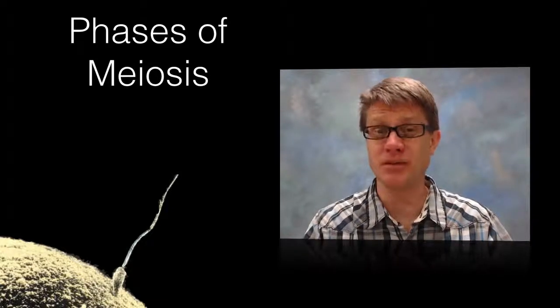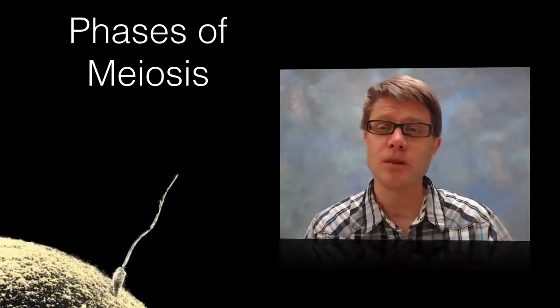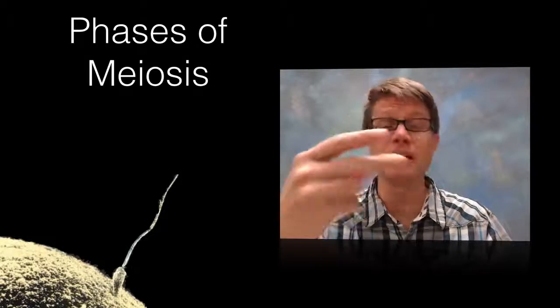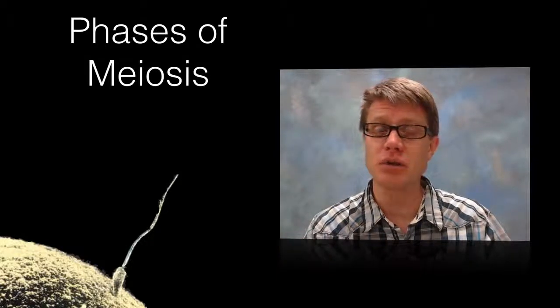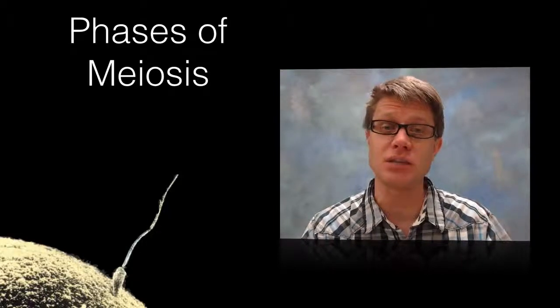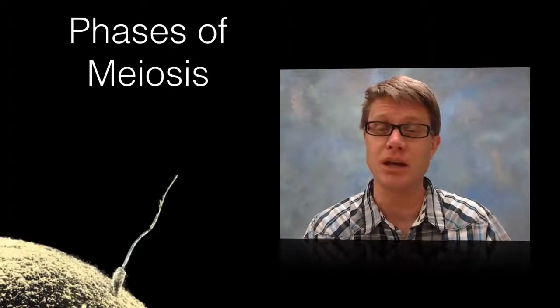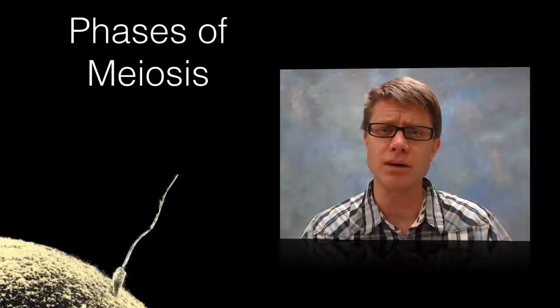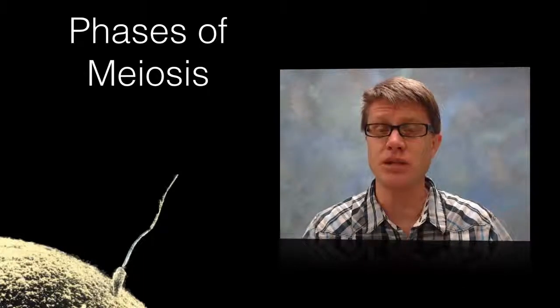Meiosis is a lot like mitosis. It starts with interphase, but remember, the point of mitosis is to make two identical cells. And in meiosis, what we're trying to do is make four genetically different cells because they're destined to be gametes. They're destined to be sperm and egg. And that's the whole point of sex. We want the next generation to be different than the generation before.